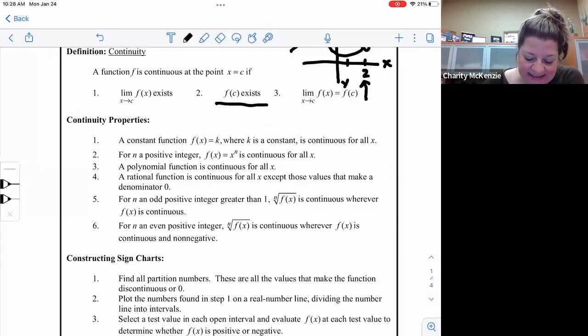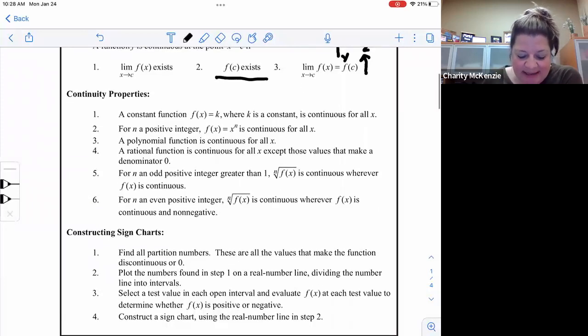So here's our properties. Property 1: a constant function is continuous for all x's. So if your function equals 3, then it's just going to be a horizontal line at 3, and it's continuous. Part 2 says for all positive integers, it's continuous everywhere. So if it's an x or an x squared, x to the third, x to the fourth, we've all seen those graphs. It's continuous. There's no holes.